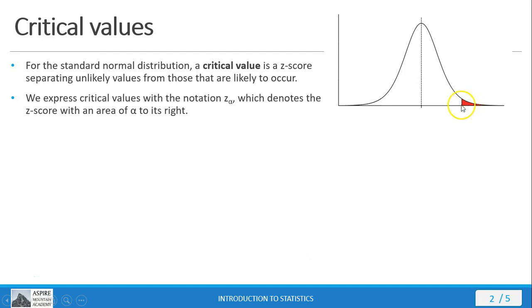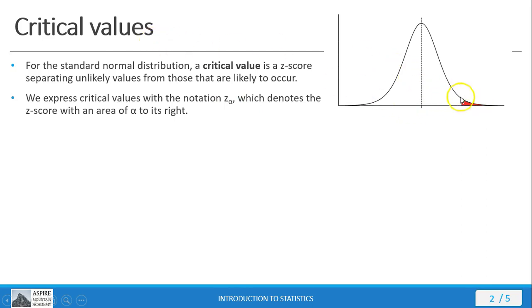Of course, that area is bounded by a z-score, and the z-score for that really small area corresponds to a value which is unlikely to occur, and therefore we call it a critical value. We denote critical values with z sub alpha. What this means is that the critical value z sub alpha has an area equal to alpha to the right.